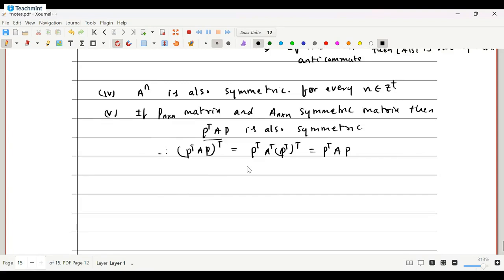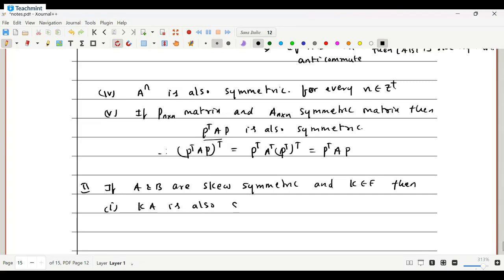Next one, number 2. If A and B are skew symmetric and k is any scalar, then k into A is also skew symmetric.